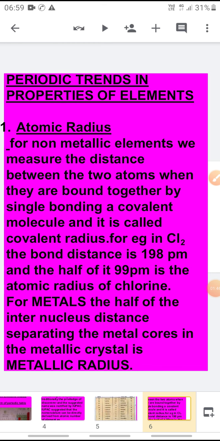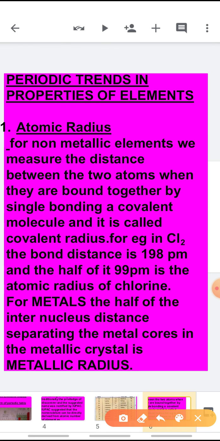Now, before learning how the variation takes place, you should know the meaning of the word atomic radii. Suppose we are talking about the non-metallic elements. If we want to know the atomic radii for non-metals, how will we calculate it? We have to measure the distance between the two atoms when they are bonded together by a single covalent bond, forming a covalent molecule. Half of that is called the atomic radii.